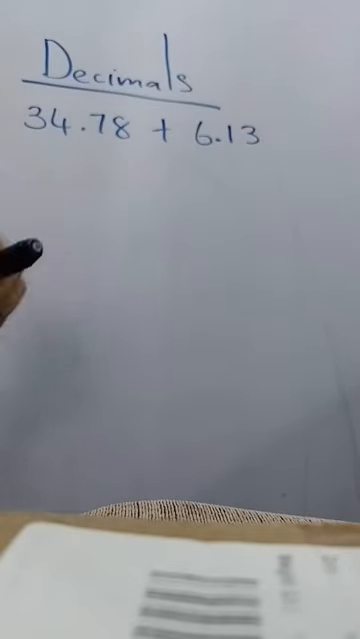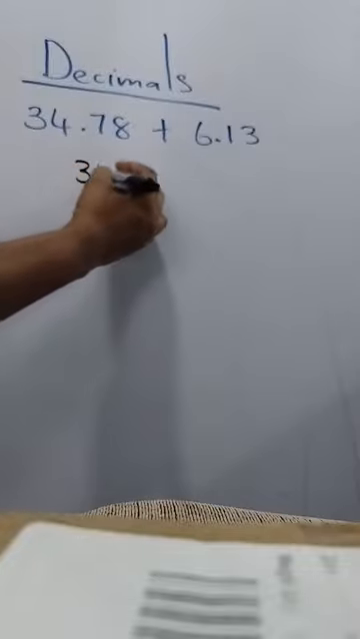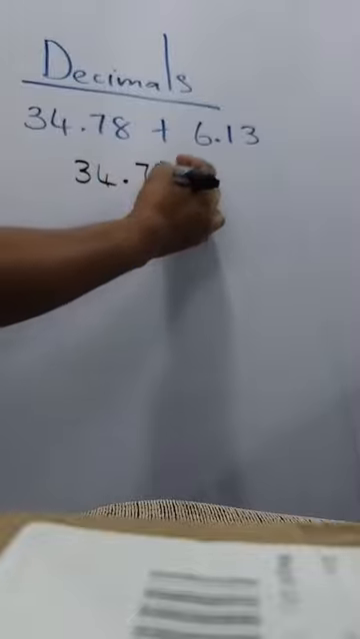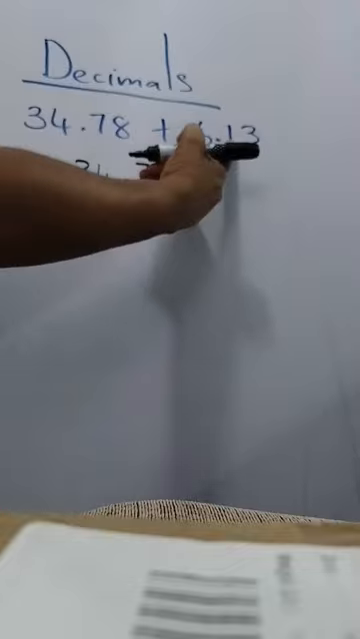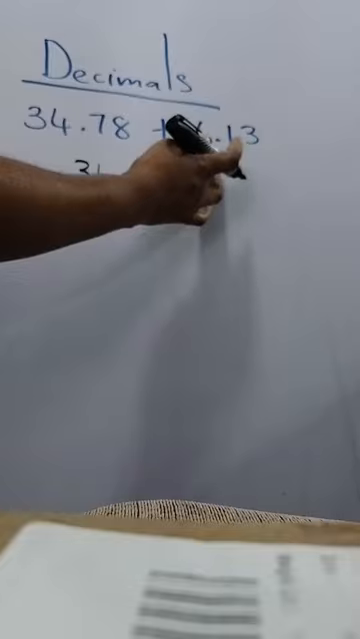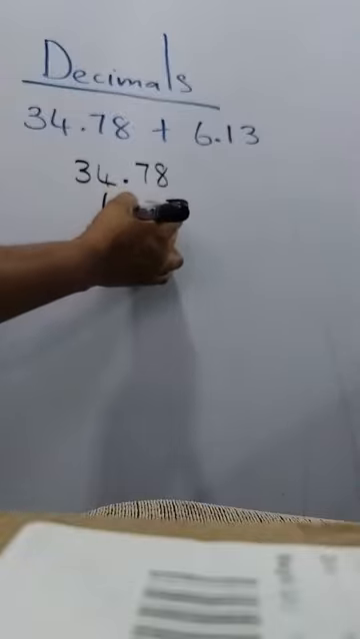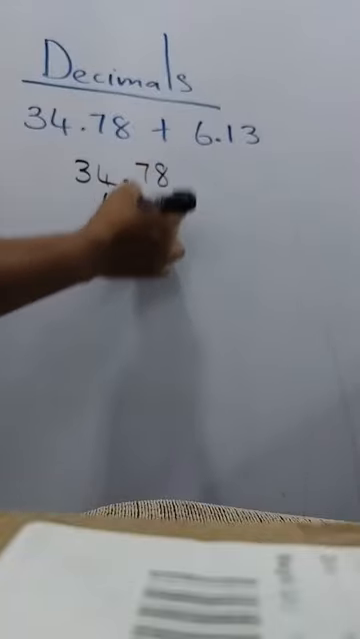Now, if I'm going to be performing this operation, I need to ensure that, one, when I set up my process, I put my numbers in their correct position. So the 34.78, I'm going to be adding 6.13. Understanding where to place your numbers is the most important part. The 6 is in the ones column, so the 6 goes underneath the 4. The points must be aligned to each other.